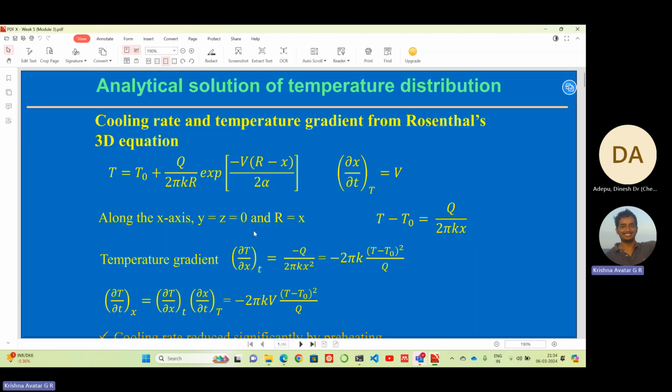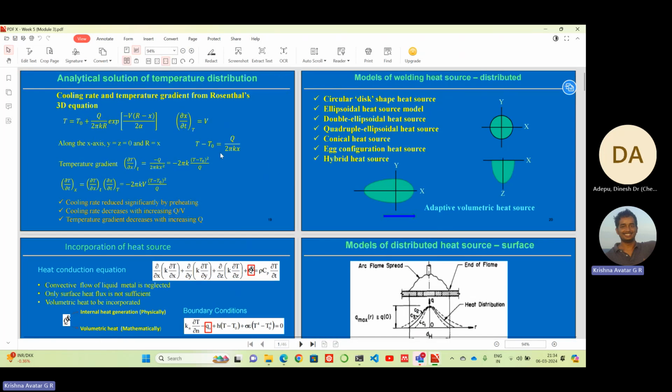Say I'll just have two pages again. Say we use this circular disc shape heat source. Then we have the ellipsoidal heat source model, which is in 2D. Then we have double ellipsoidal. Double ellipsoidal means it looks like one ellipsoid segment here and another ellipsoid here. So that is what double ellipsoidal is.